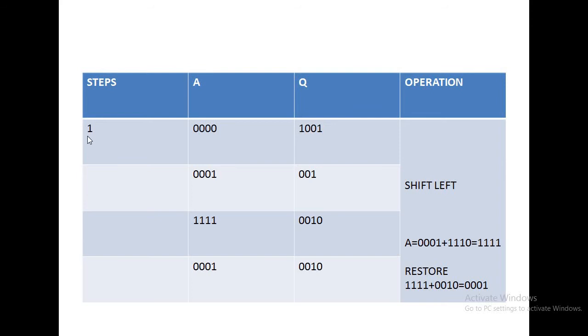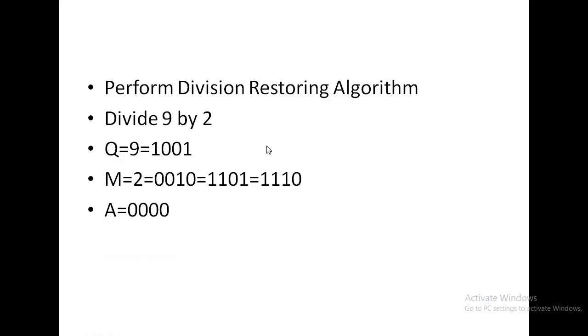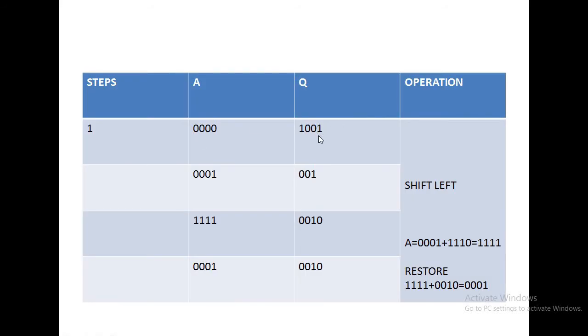So first is step 1. First A is initialized with 0, 4-bit representation. And Q means this dividend, 1001. Okay. So what is the first step? In the first step, we will perform the left shift operation. Left shift operation means all the 4 bits are shifted towards the left. If all the 4 bits are shifted towards the left, how will it work?